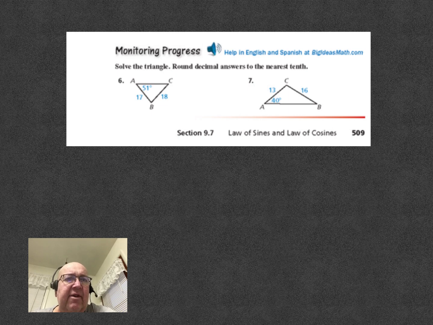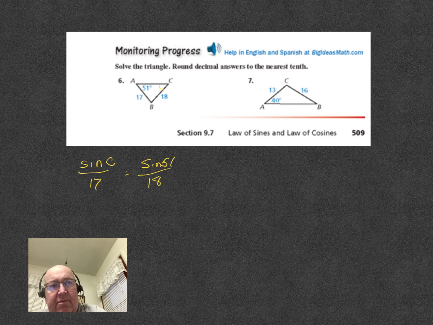So we want to solve the triangle, so we've got to find all of the angles. For this first one, number 6, we're going to go sine C, which we don't know angle C, so we're going to go sine C over 17, that's the opposite side, the one that's not connected to it, is equal to sine 51 over 18.